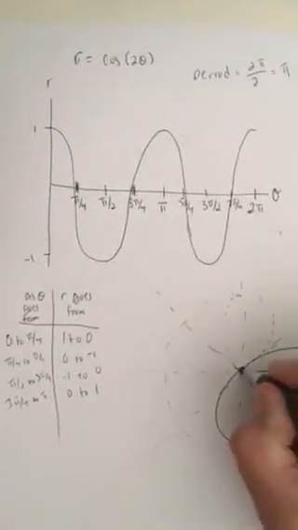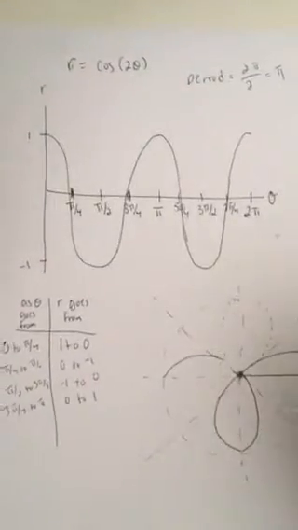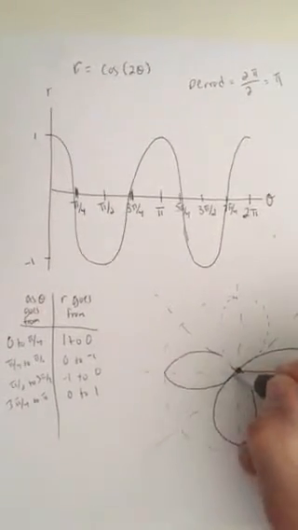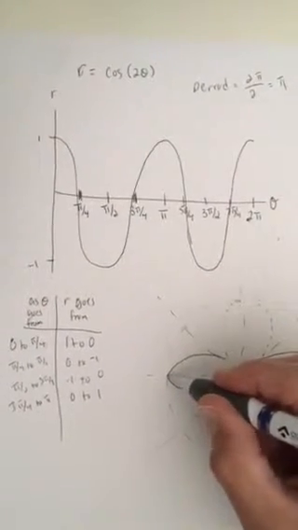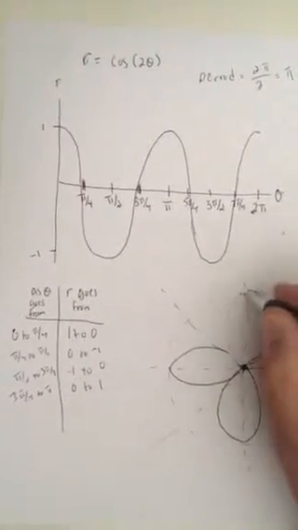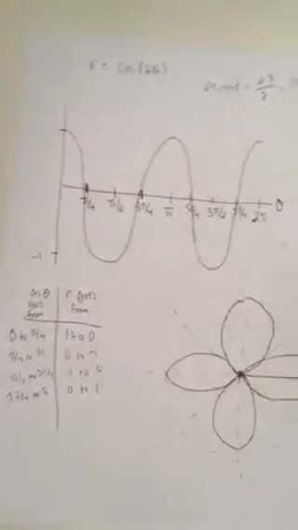And then as I rotate from 3 pi over 4 to pi, I'm going from a radius of 0 to a radius of 1, and it'll look like that. And I think you see if I keep going, I'm going to get something that looks like this. Boom. That's if I go from pi to 5 pi over 4, and so forth. And you'll see that I get this beautiful 4-leaved rose.